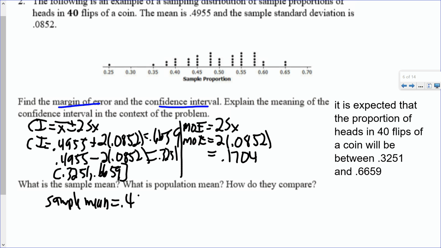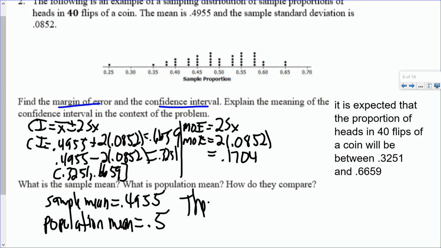In the last problem, I didn't have the population mean, so I didn't know the actual proportion of students who drank at least one soda per day, but I do know the population mean here. The probability of getting heads is 0.5. The population mean, out of 2 possible outcomes, one of them is heads, one of the 2, is 0.5. How do they compare?